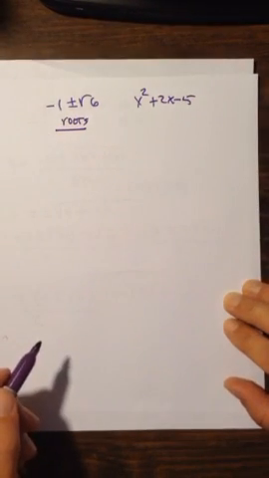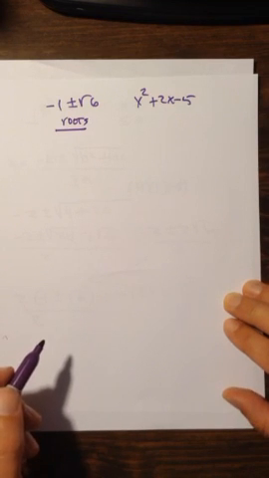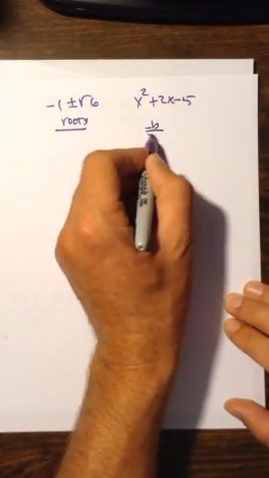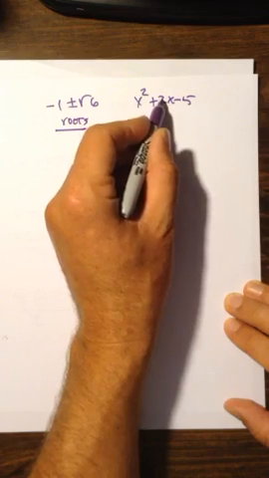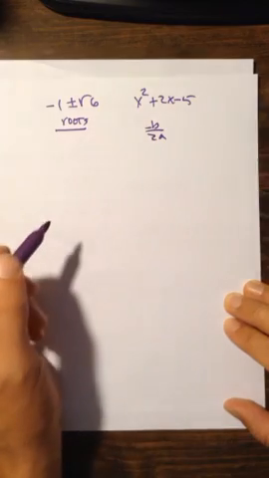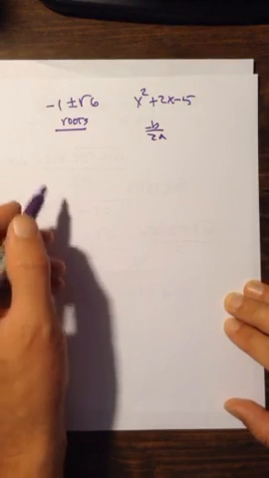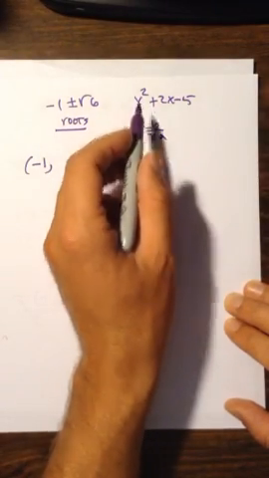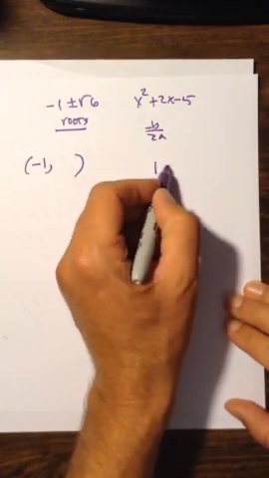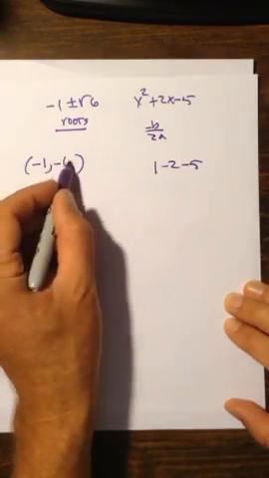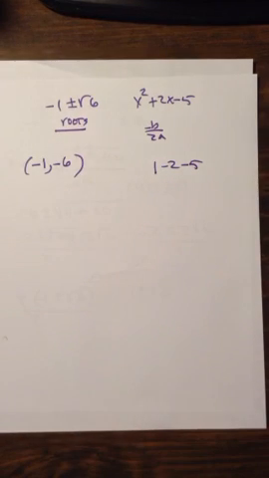When I go to do this, I also need the vertex, since I asked for the domain and range. So now I do negative b over 2a. Negative 2 over 2 gives me negative 1. I plug it back in here, and I get 1 squared is 1, then negative 2 minus 5. Negative 7 plus 1 is negative 6. So there I go, I got the vertex of that.